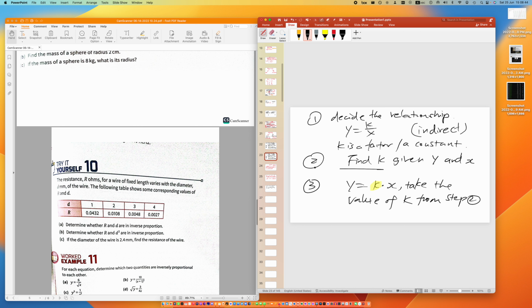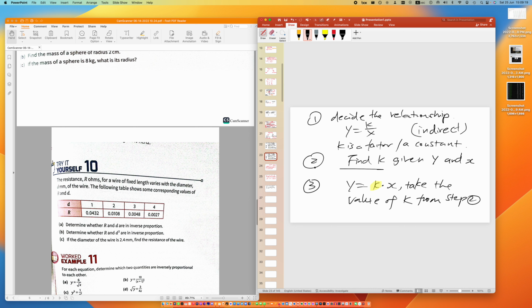So R comes first. You don't get tricked by how they put the D here and the R there and then decide the order. No, read the question. It says the resistance R varies with the diameter, meaning R comes first. So for this one, y varies with x. And for the question just now, W varies with T. Does it make sense? That's how you decide. Okay, good.